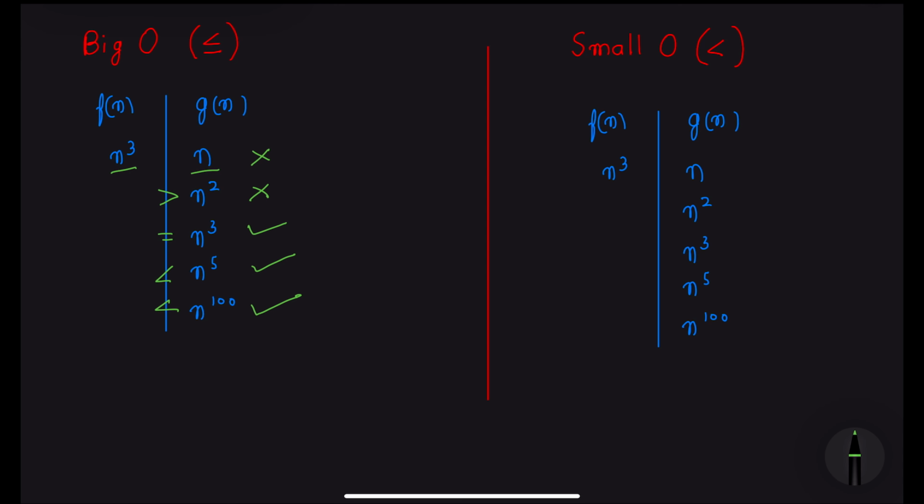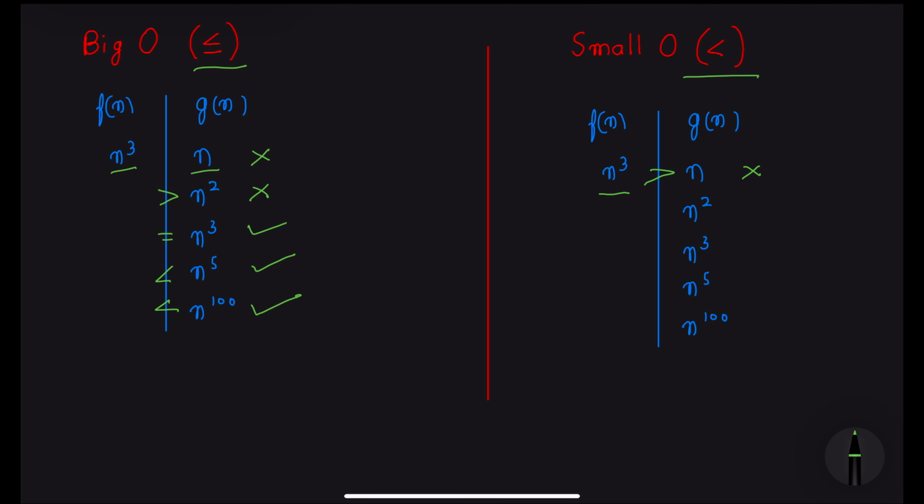Let's see small o notation. For two functions f(n) and g(n), it is said to be small o if f(n) is smaller than g(n). In big O we have smaller than or equal to, but in small o it is only smaller than. Let's see with the help of an example. For f(n) we have n cube, and for g(n) we have a number of g(n)'s. For the first, n cube is greater than n, so this is clearly not small o, and it is also not a big O.